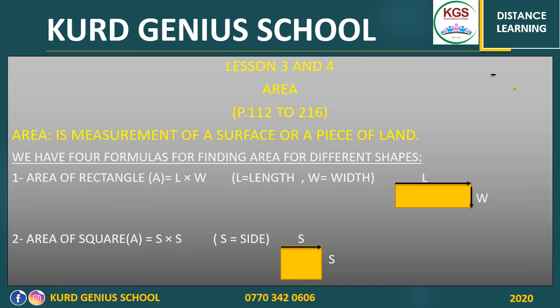Let's go on to the other lesson, which is area. This lesson is really new and it's really important. You need to listen carefully to me. Area is a measurement of a surface or a piece of land. For example, your own home. All of us have a house. We're going to say the length and the width of this house is how much. It's 100 meters square. It is 200 meters squares.